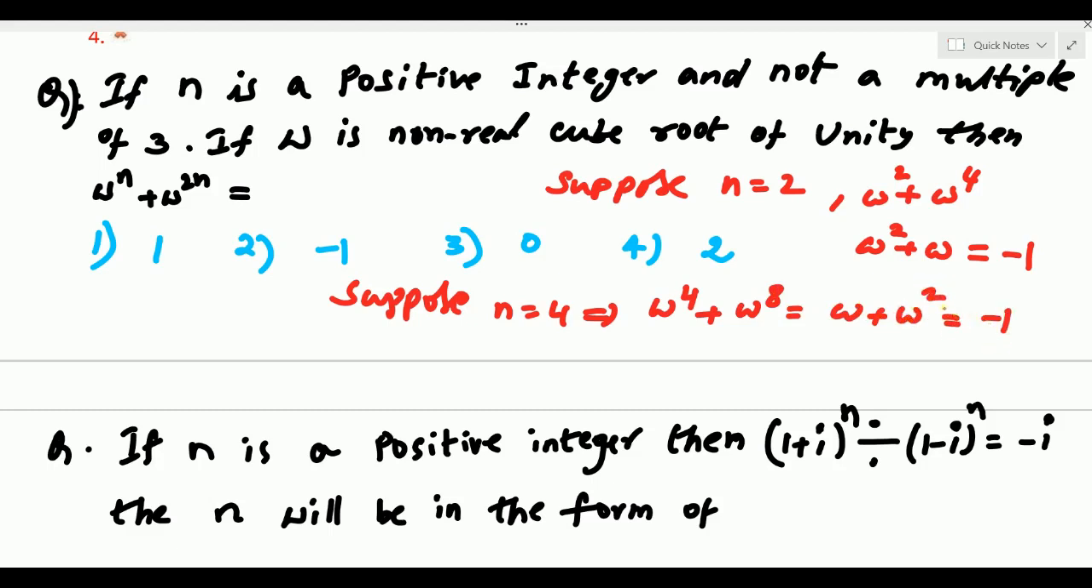If n is any positive integer other than a multiple of 3, whatever positive integer you take, the resultant value is -1. That is the second option, right?